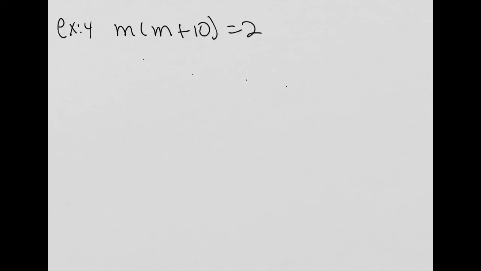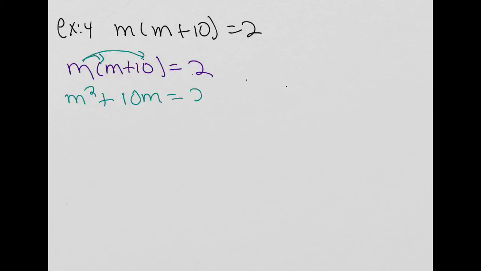Now again, we are solving quadratics, and we're doing everything that we have learned, all the methods that we have learned in order to solve it. So looking at this, if I am solving for m, the first thing I want to do is distribute the m. I'm going to go ahead and rewrite it. Okay, I'm going to distribute that m. So then this is m squared plus 10m equals 2.